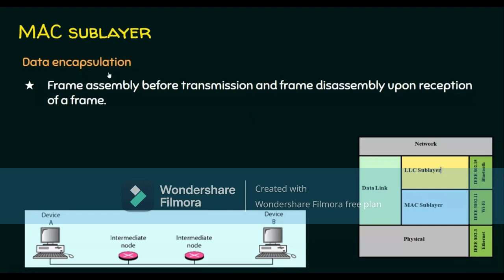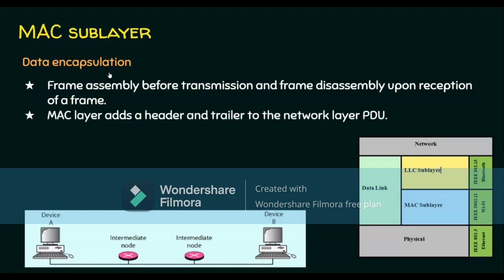And one more point is also important in data encapsulation. This MAC layer adds a header and a trailer to the network layer PDU. We know that from the network layer PDU we get the packet and the data link layer receives this packet. This MAC sublayer is going to add the header and the trailer. After adding the header and the trailer to the network layer PDU, frames are created. So the MAC layer is responsible for the creation of the frames.